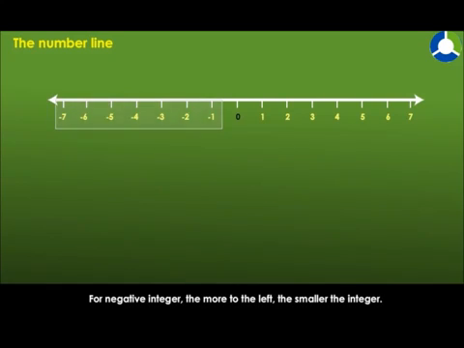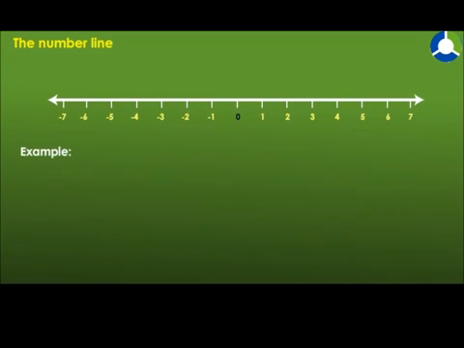For negative integers, the more to the left, the smaller the integer. Example: negative 4 is to the left of negative 2. Therefore, negative 4 is lesser than negative 2, or negative 2 is greater than negative 4. Negative 1 is to the right of negative 2. Therefore, negative 1 is greater than negative 2, or negative 2 is lesser than negative 1.